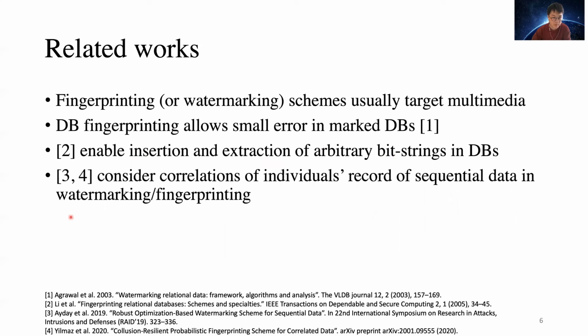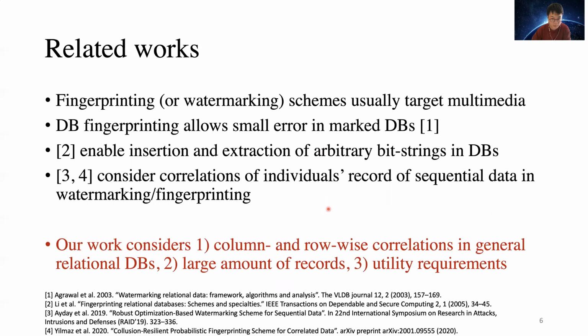Recently, researchers have considered the correlations of individuals' data records in sequential data when generating a fingerprinted version of the sequential data. So our work is different from the previous ones because we consider both column and row-wise correlation in general relational databases, where it may contain a large amount of data records. And we also consider different utility requirements when generating a fingerprinted database.